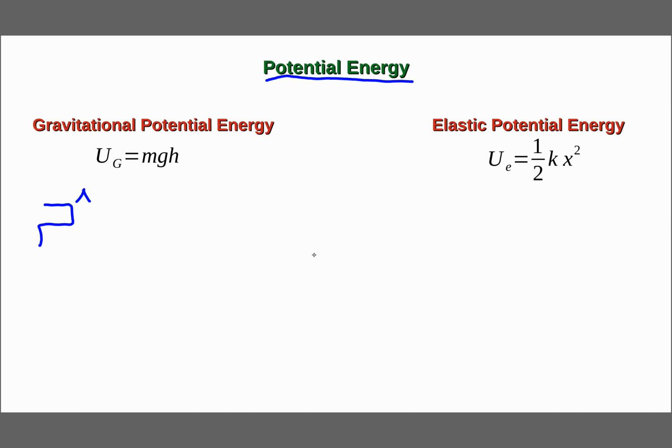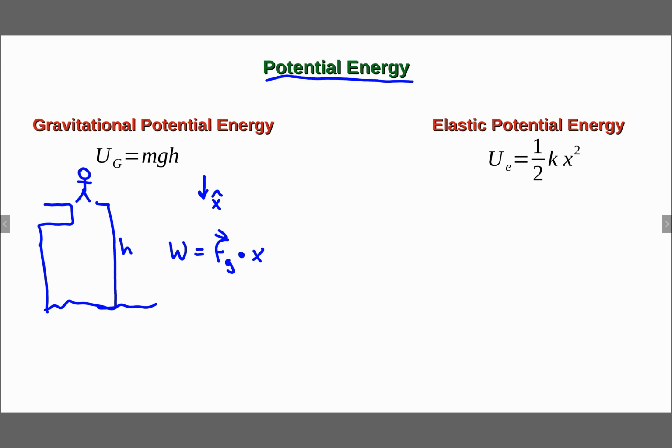Let's think of somebody dropping off of a high dive. They drop down into the water below here, and they drop some height, h. If we think about the work that gravity does in this system, if we pick, say, x hat, we know that our work is going to be equal to the force of gravity dot, let's use h for this problem, the displacement, right? So we have the dot product of the displacement and the force of gravity, and this is going to be the work that gravity does on the person.